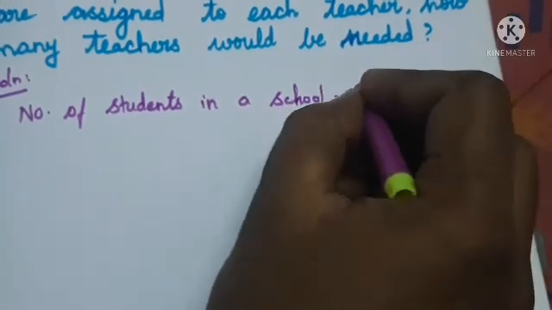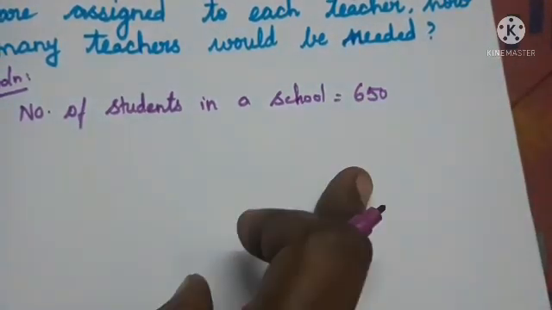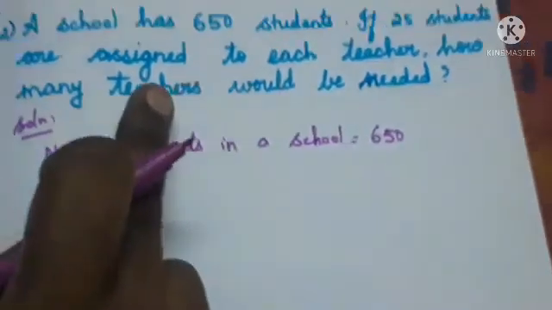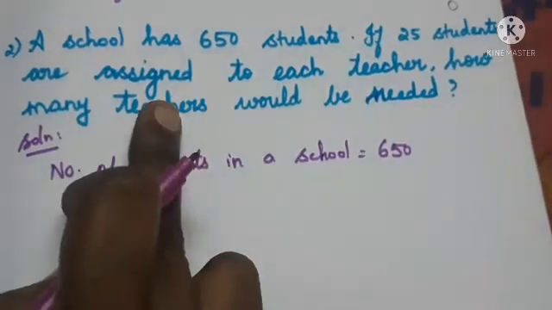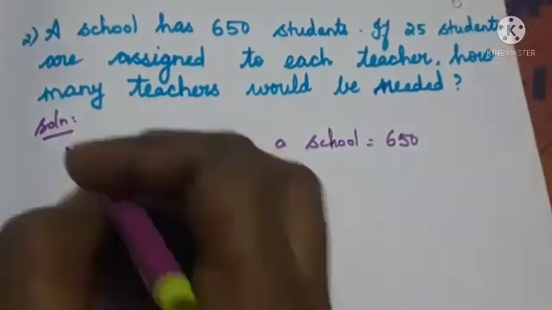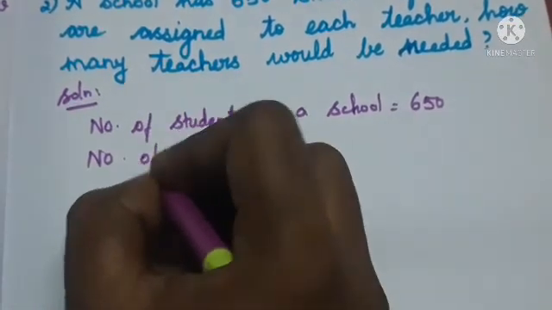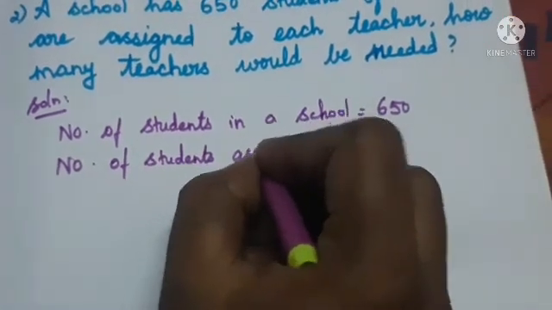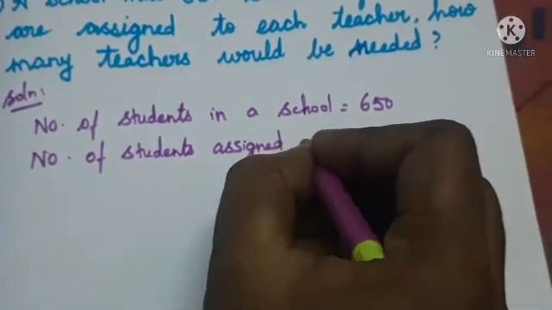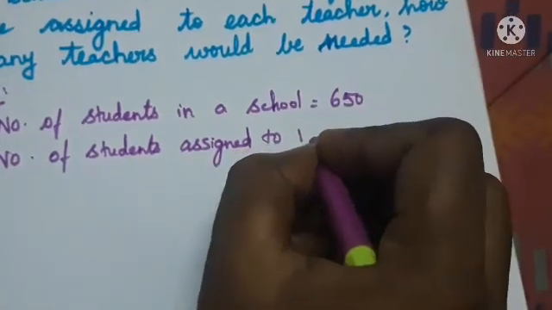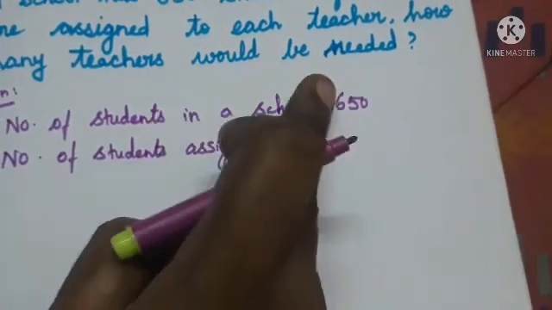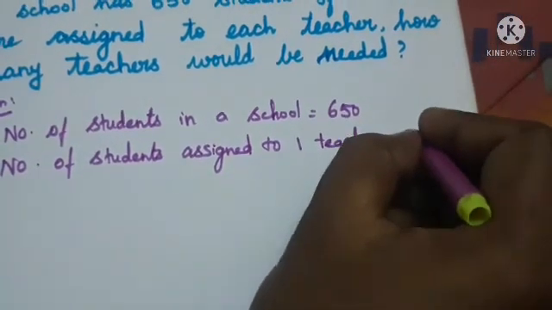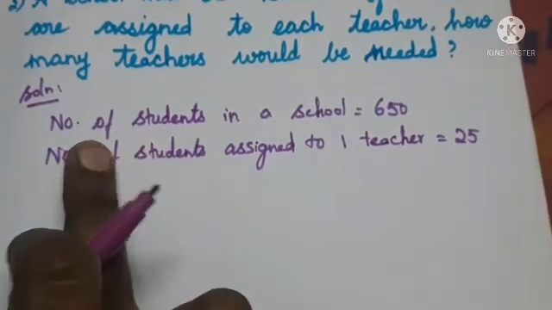Number of students in a school is equal to 650. Next, if 25 students are assigned to each teacher, we can write this line as number of students assigned to one teacher. Each means one. From the question we can write, to one teacher is equal to 25.